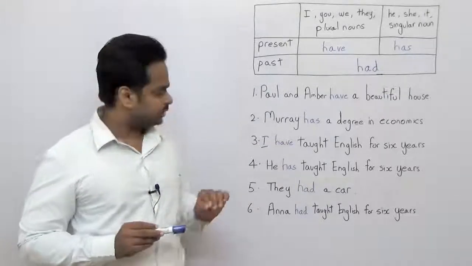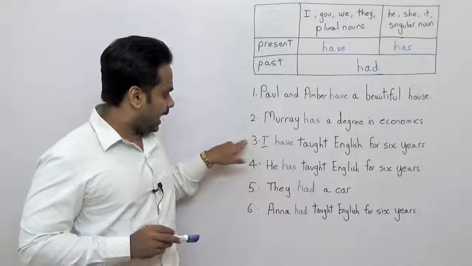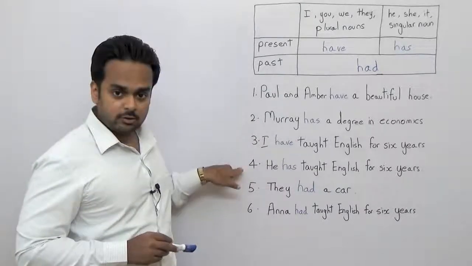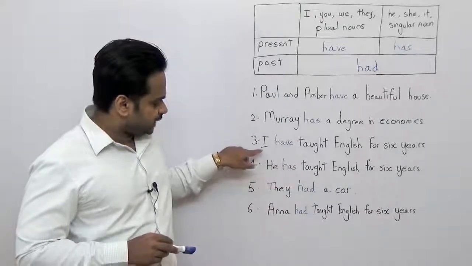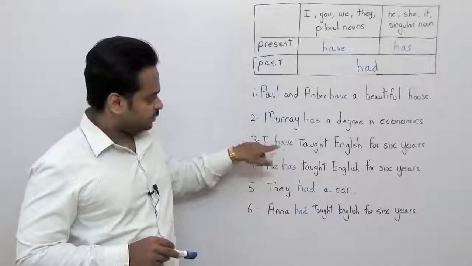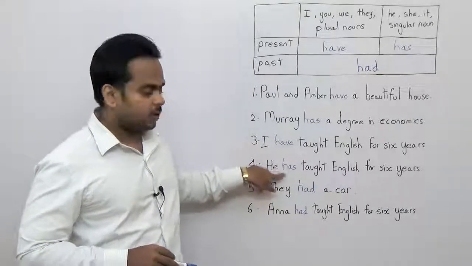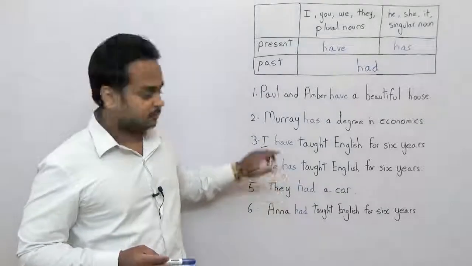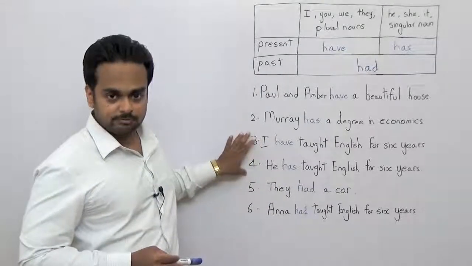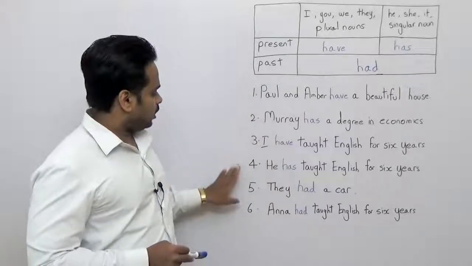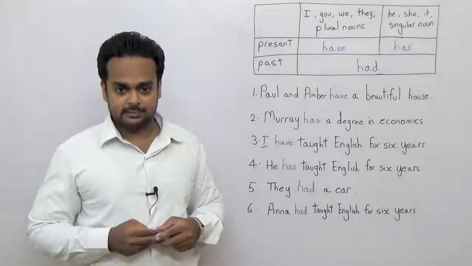The only difference is the subject, which is I here and he here. But because the subject is I, the verb is have, and because the subject is he, the verb form becomes has. That is the only difference here. Okay? So all of these are sentences in the present tense.